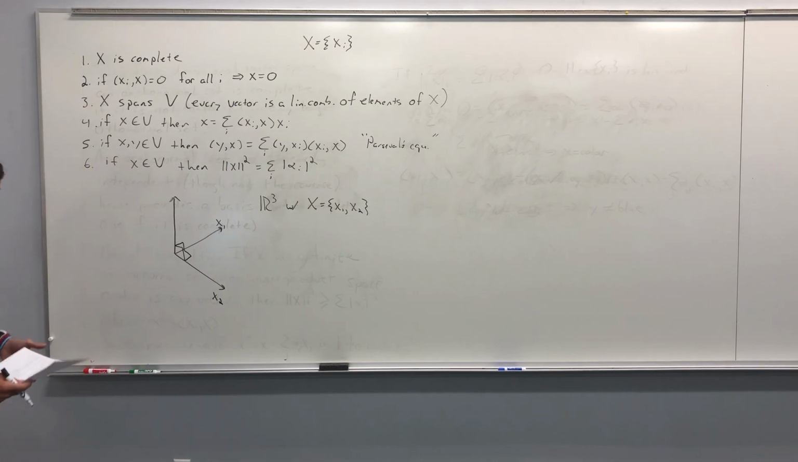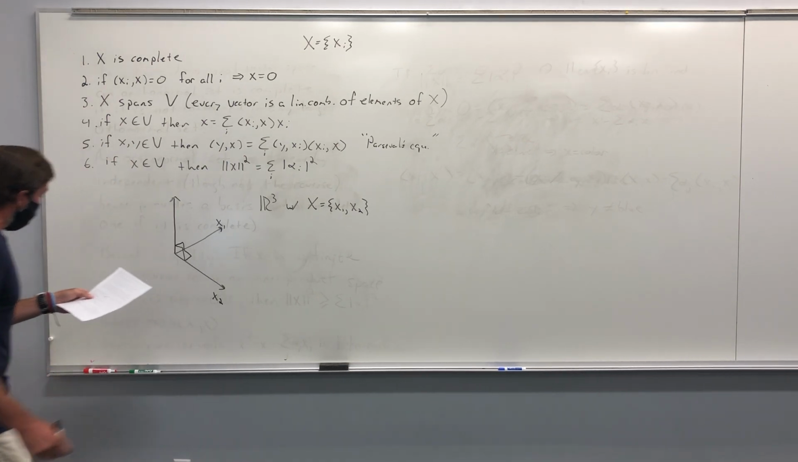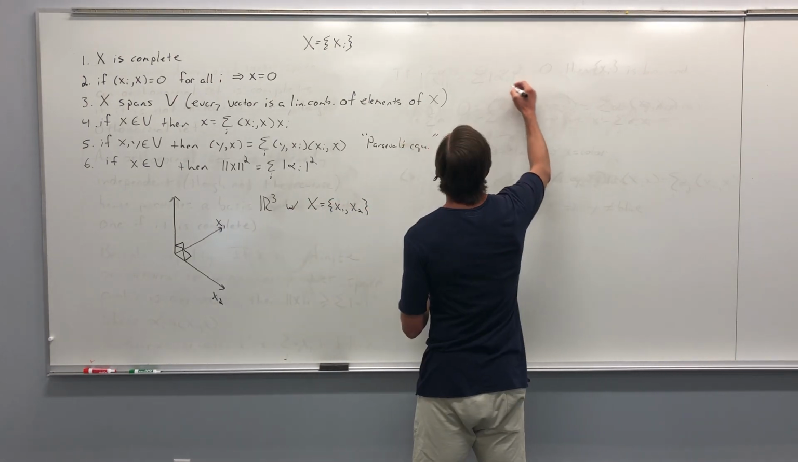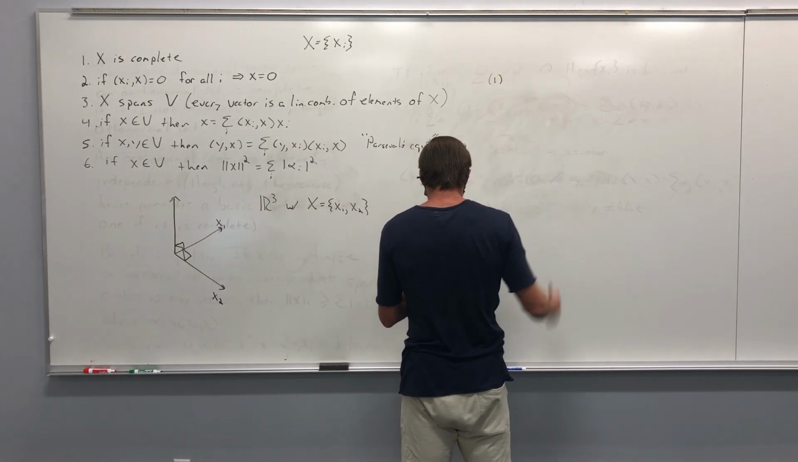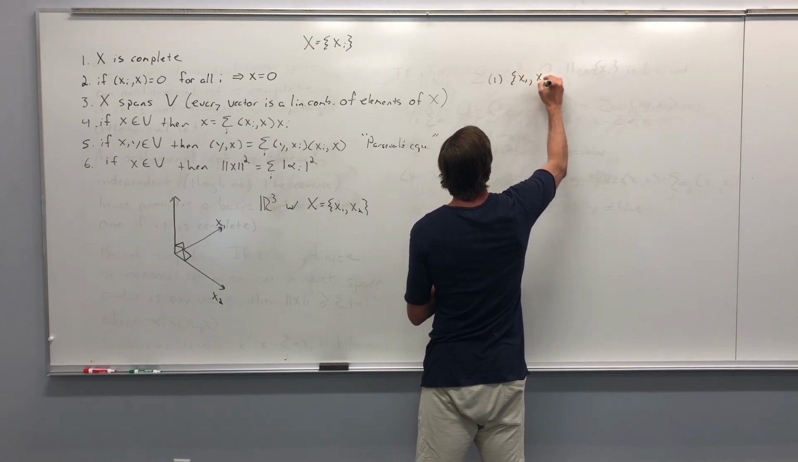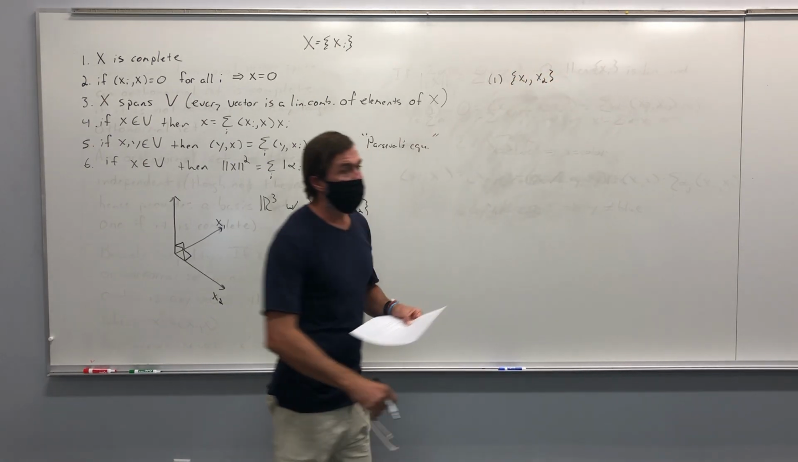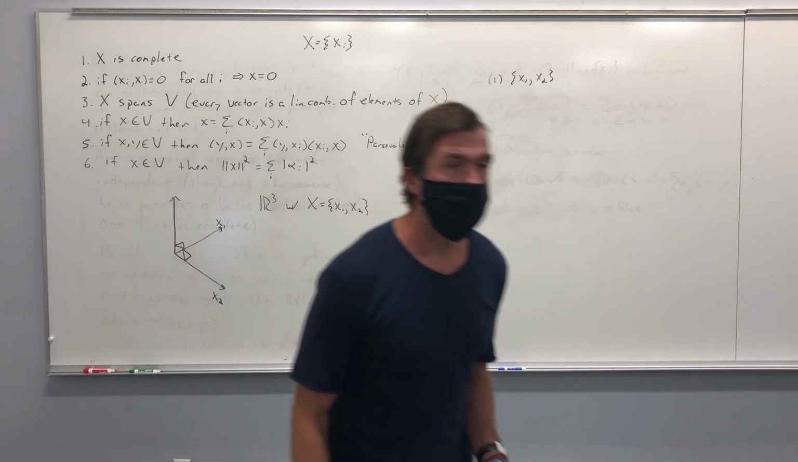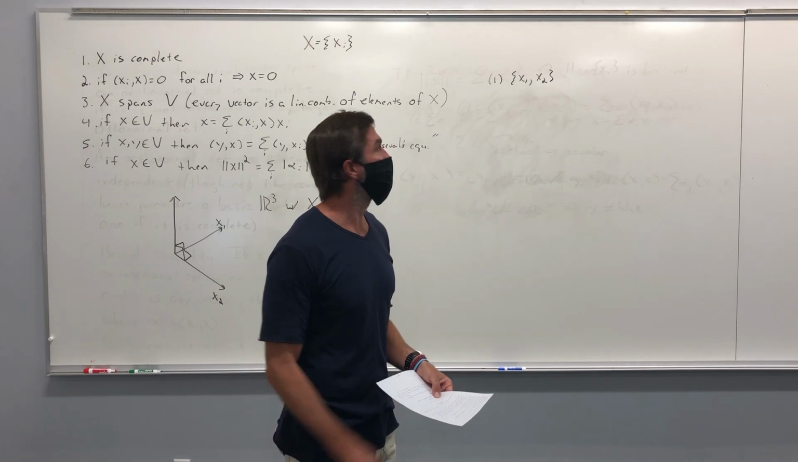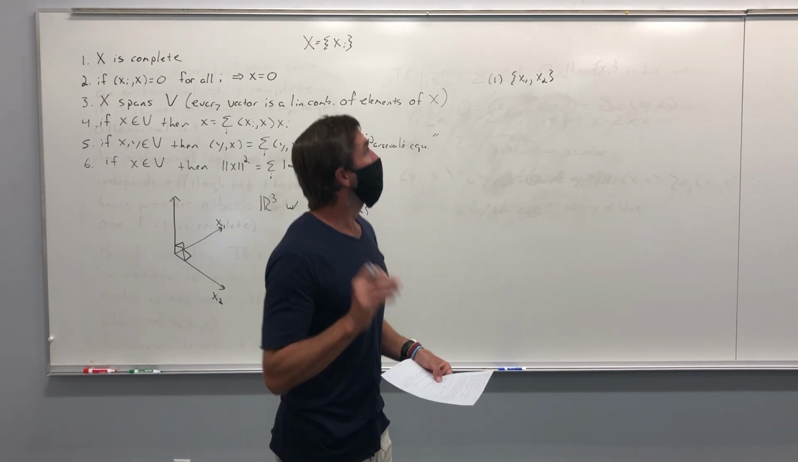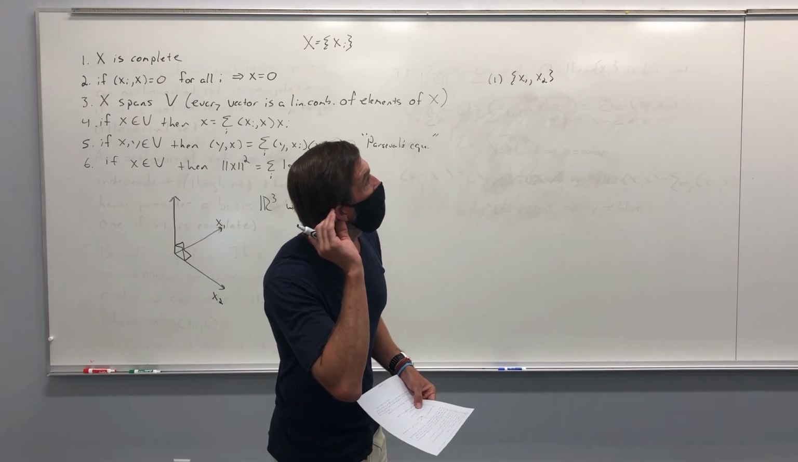Now some of these are obvious. For example, for the first one, we'll just go through them in order. For the first one, x1, x2. Now remember the definition of completeness? Ross, remind me what completeness means. Completeness means that the basis spans the space. No. What does completeness mean?